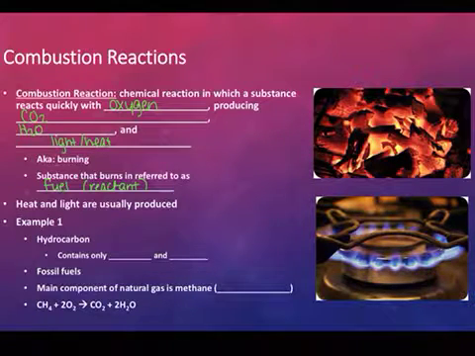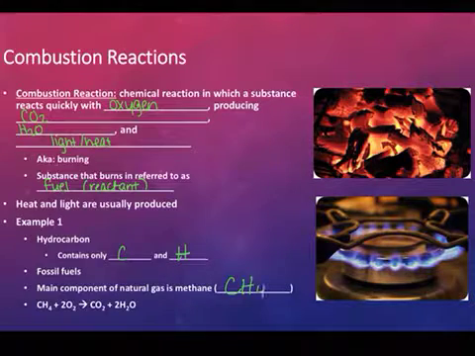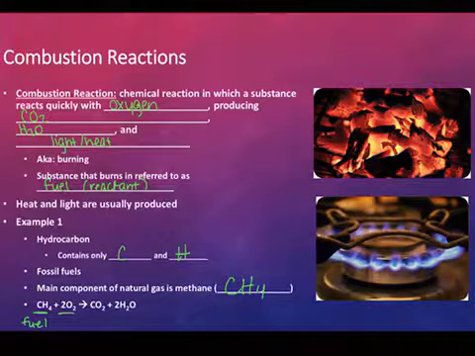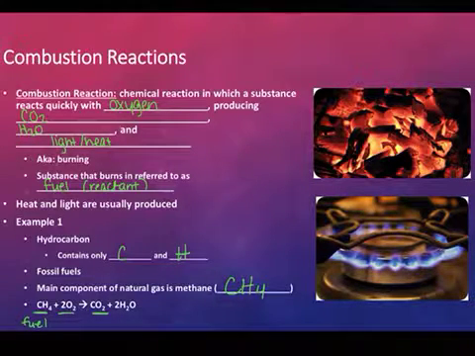So your first example here is when you have a hydrocarbon, and a hydrocarbon is a compound that only contains hydrogen and carbon, like your fossil fuels. And so if we have methane, which is CH4, or your main component in natural gas, so that's your fuel, reacting with oxygen, it will always produce that carbon dioxide and water.